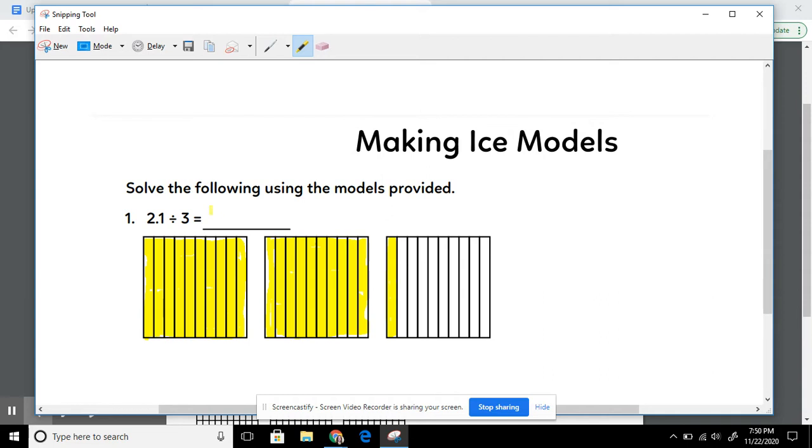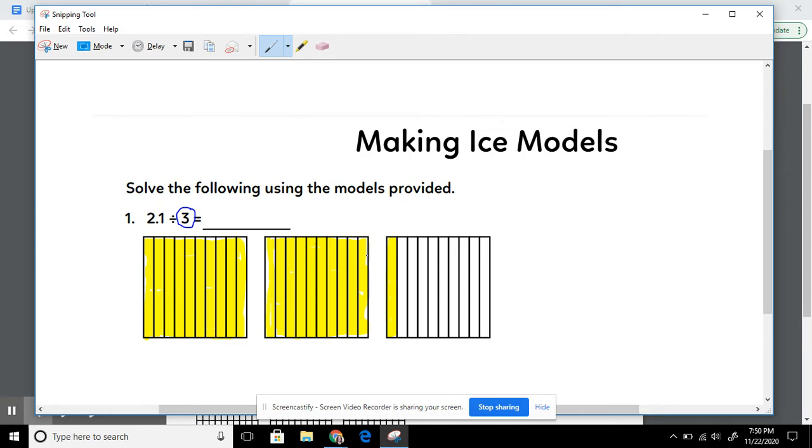Your next step is to look at your shaded pieces and divide them up into groups. Now your second number is going to tell you how many groups you need to make. So this number right here, 3, is telling us we need to divide the shaded pieces into 3 equal parts. Well, I know I have 21/10 shaded in, so 21/10 shaded in divided by 3.